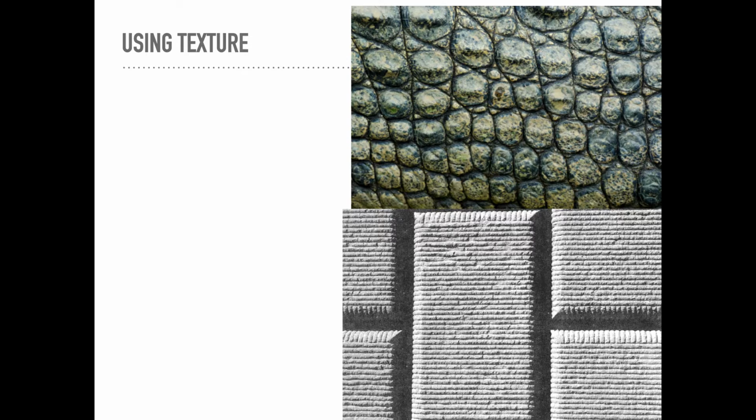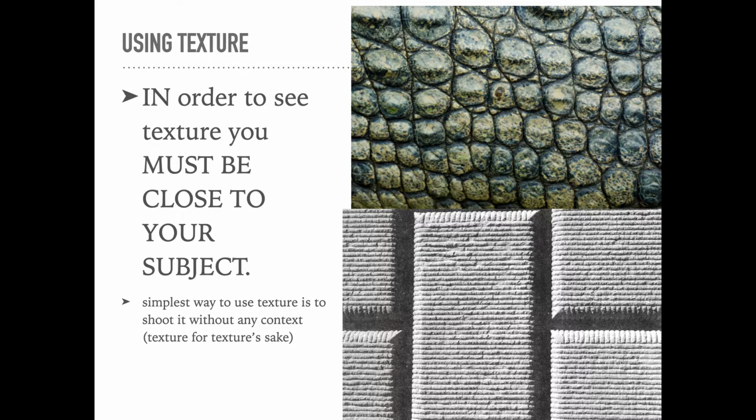How should we use texture? Well, in order to see texture, you must be close to your subject, again, within a foot probably. And the simplest way to use texture is just to shoot it without any context. So taking a picture of this sweater that I'm wearing, I can see the texture of the threads, and it's actually a uniform texture because the threads are going the same way over and over again.